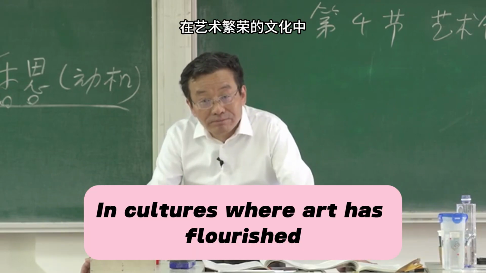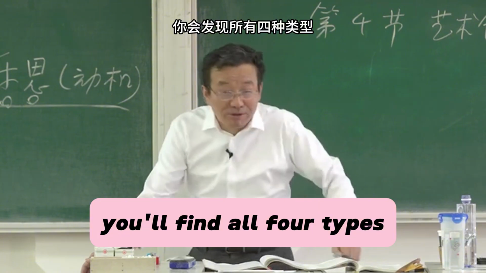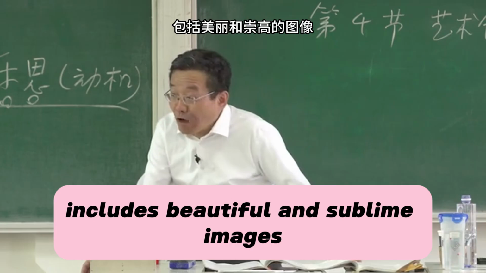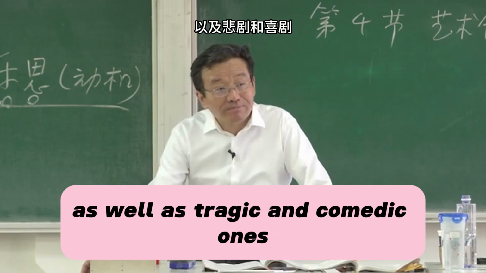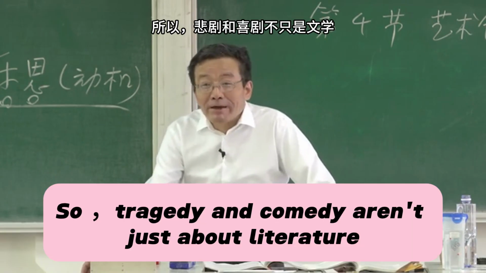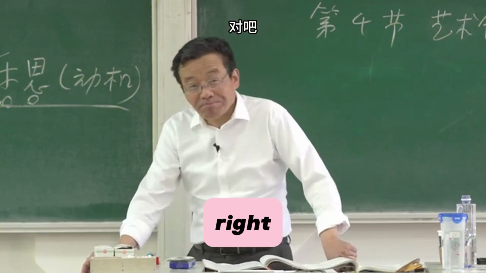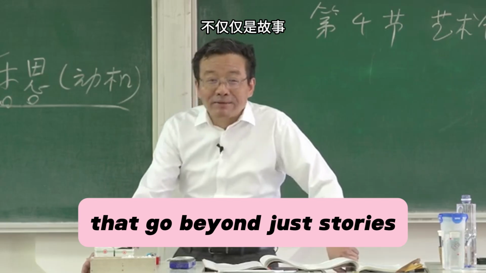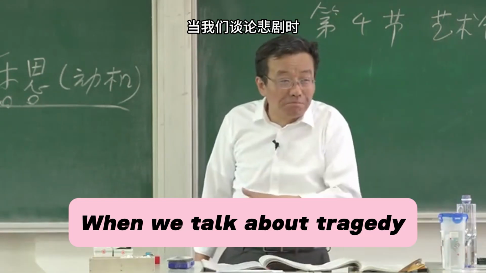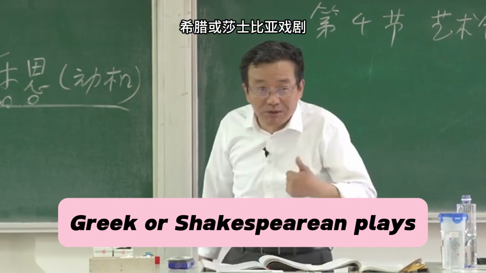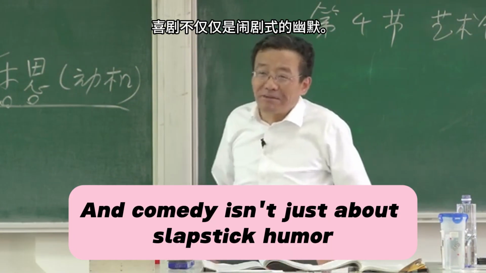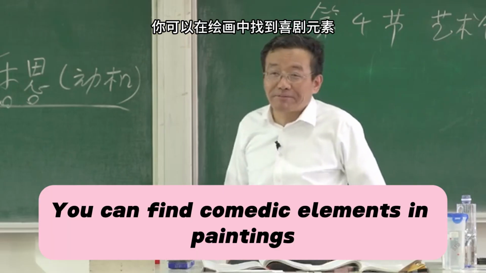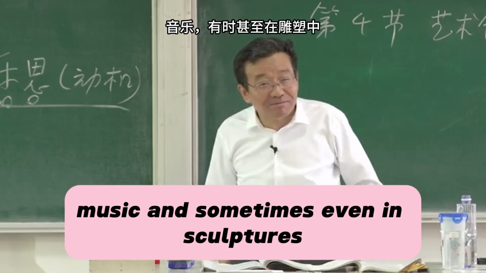In cultures where art has flourished, you'll find all four types. Chinese art, for example, includes beautiful and sublime images, as well as tragic and comedic ones. So, tragedy and comedy aren't just about literature, right? They're actually types of artistic expressions that go beyond just stories. When we talk about tragedy, it's not just about ancient Greek or Shakespearean plays. And comedy isn't just about slapstick humor. You can find comedic elements in paintings, music, and sometimes even in sculptures.